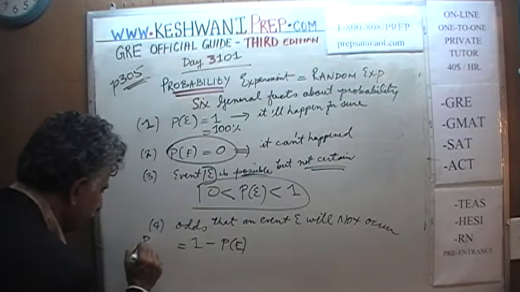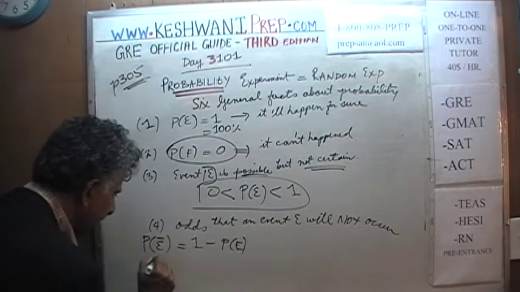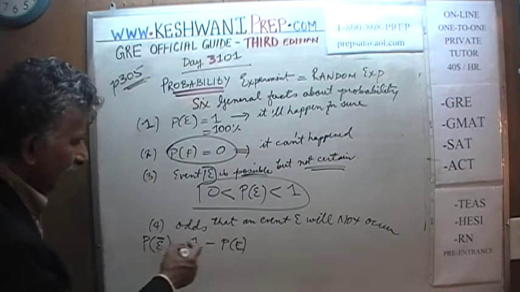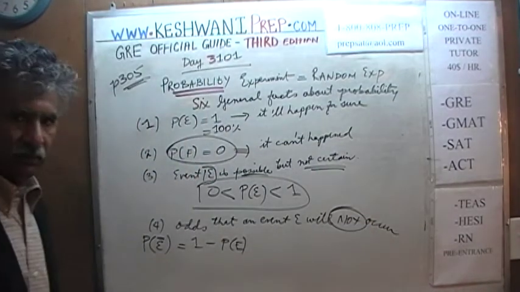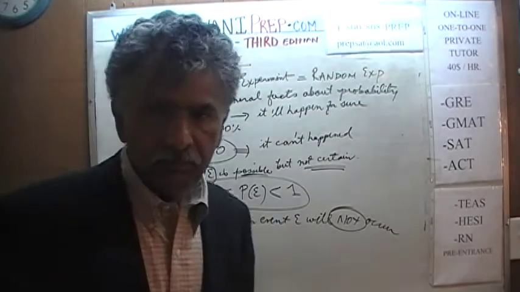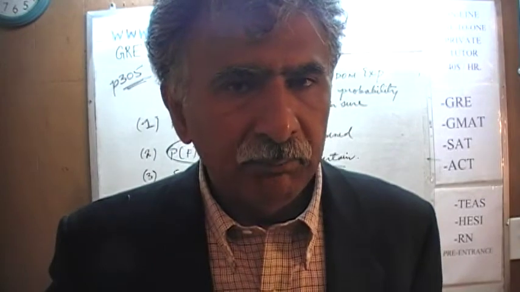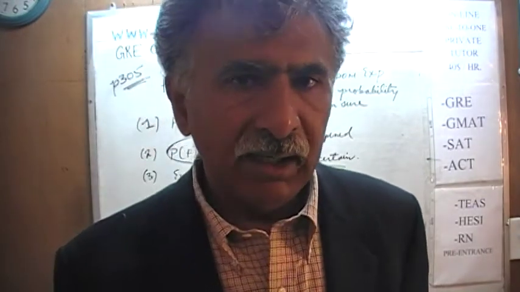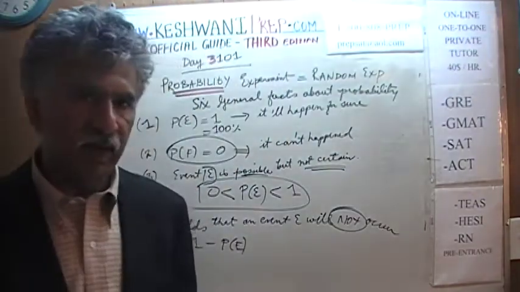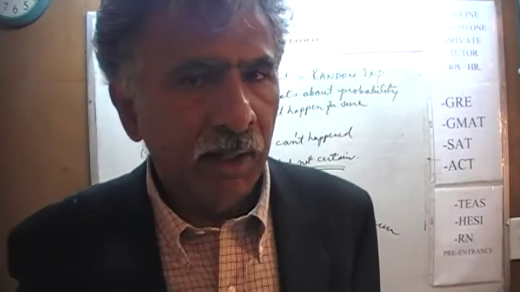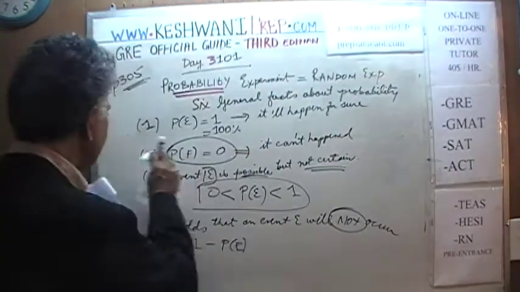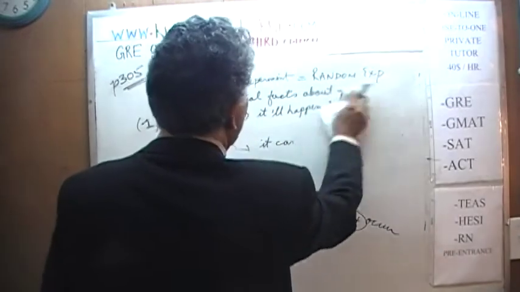This is how we usually represent it, E with a line on it. The bar on the top tells you that it's the odds that it will not happen. If P(E) is the probability that the event E will happen, then P of E with the bar on top, which is 1 minus that, is the odds that it will not happen. For example, if the odds of something happening is 30%, then the odds that it will not happen is 70%, obviously 100 minus 30.